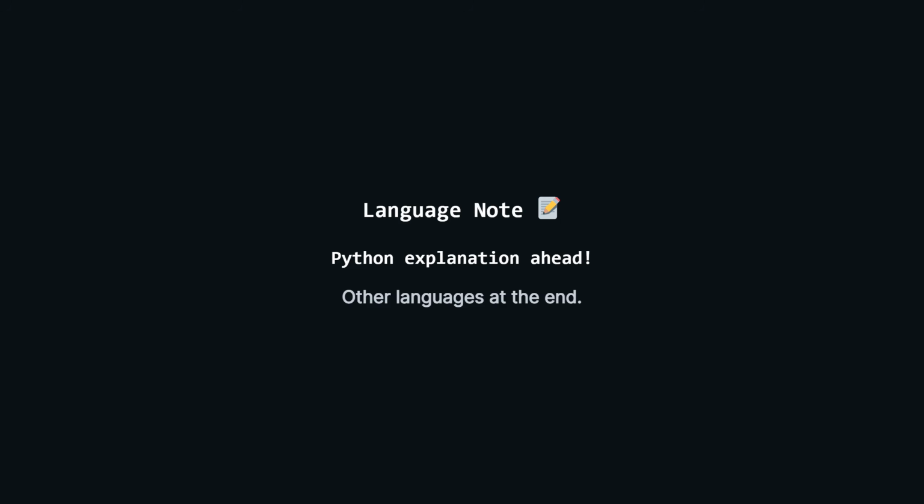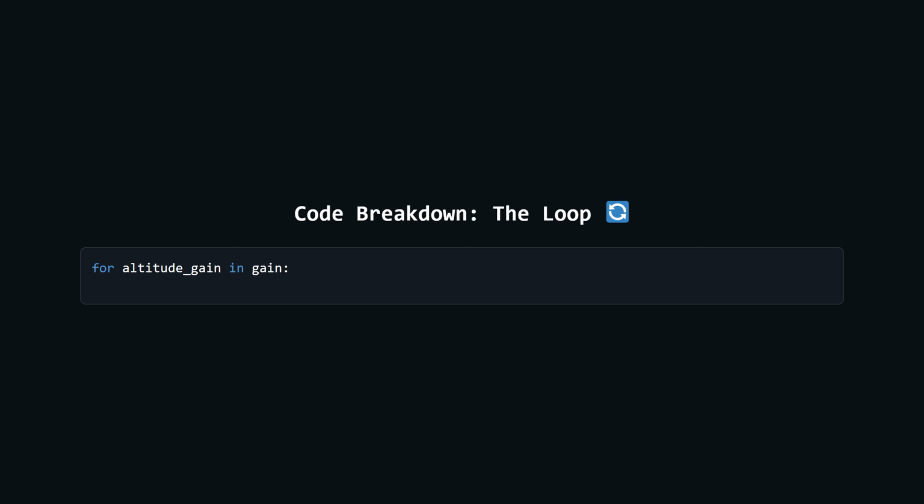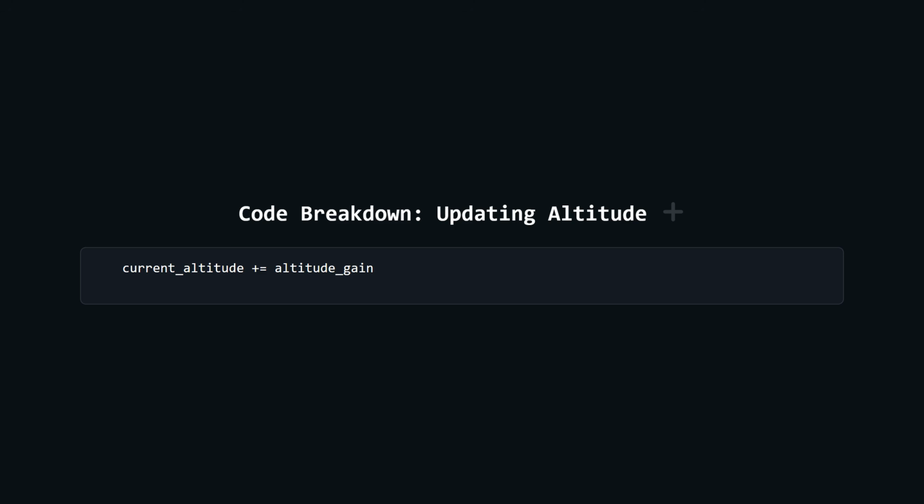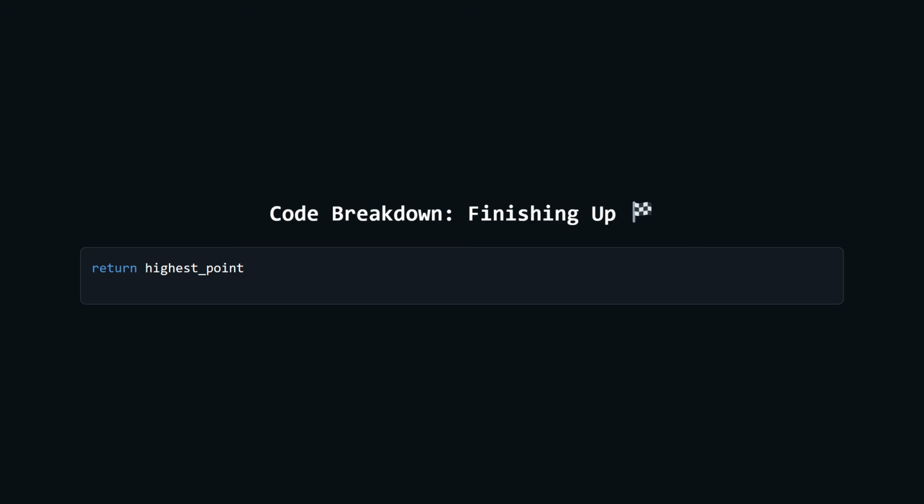Let's write this out in Python first to see the logic, and I will show the complete Java, C++, and JavaScript code at the very end. We start by creating a variable called current altitude and another for our highest point, setting both of them to 0. Next, we start a simple for loop to go through every single number in our gain list one by one. Inside the loop, we add the current gain to our current altitude to figure out exactly where we are standing right now. Then, we update our highest point by taking the maximum between our old record and our brand new current altitude. Once the loop finishes checking every step of the journey, we just return that highest point variable.